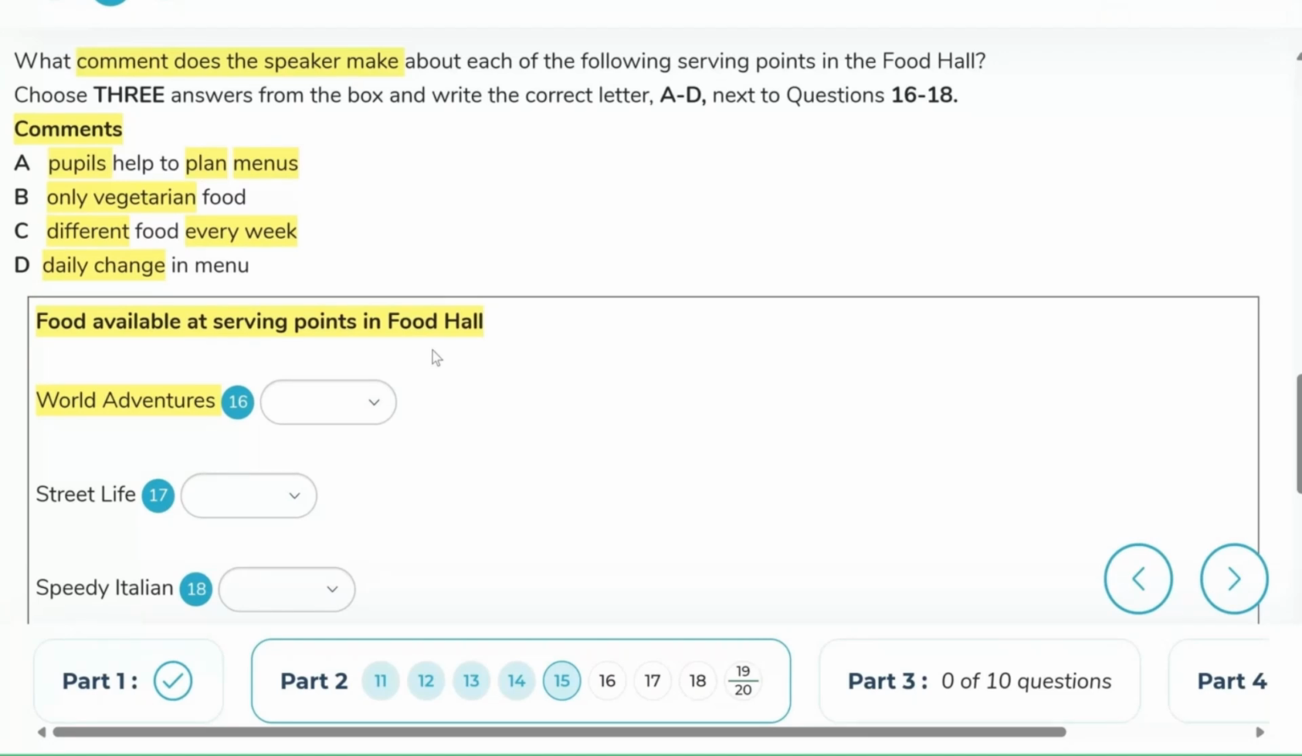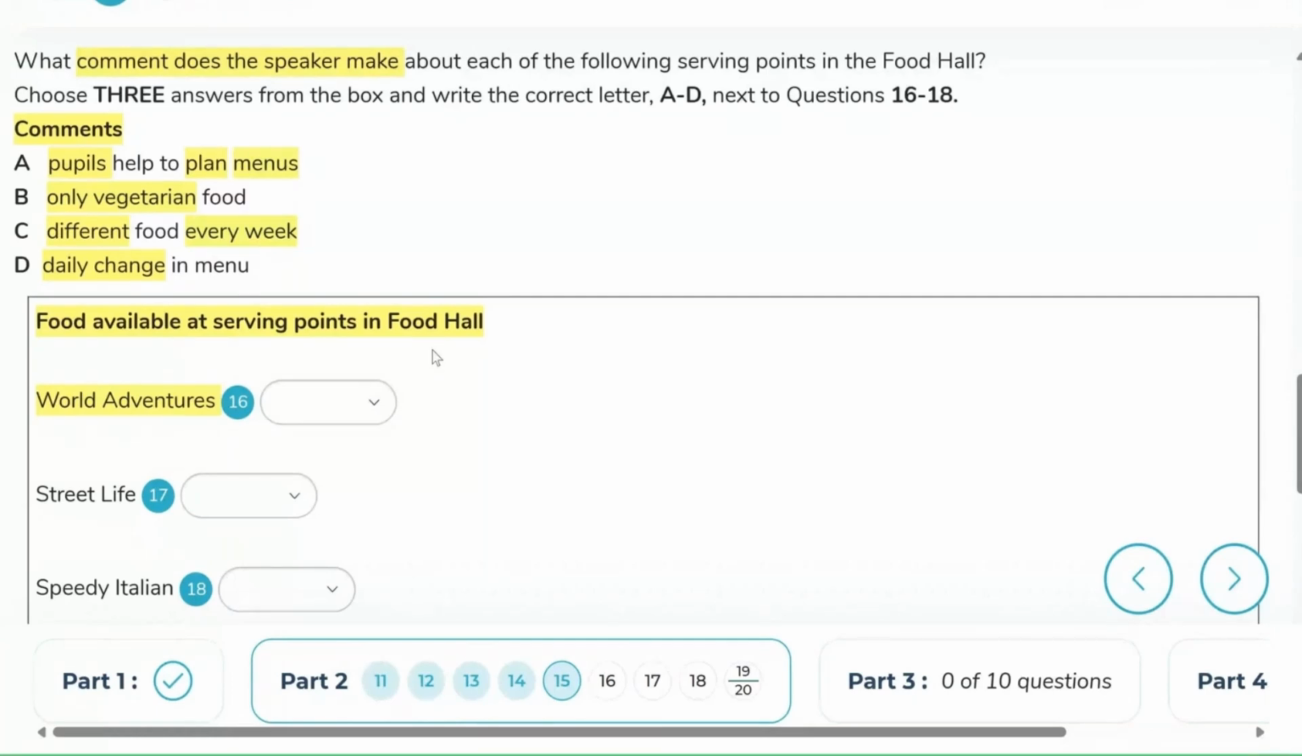Okay, different meals each day. Chinese one day, Lebanese the next. So different meals each day. That means daily change in menu. It does not mean every week. It's daily. So those who've written option C, there is a large number. Please listen to it again.